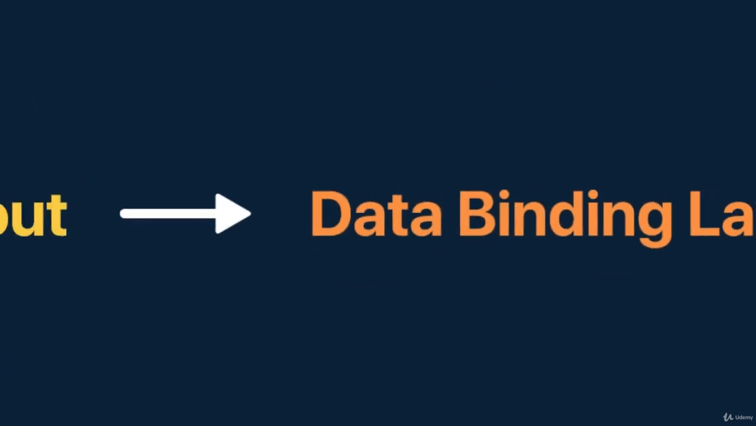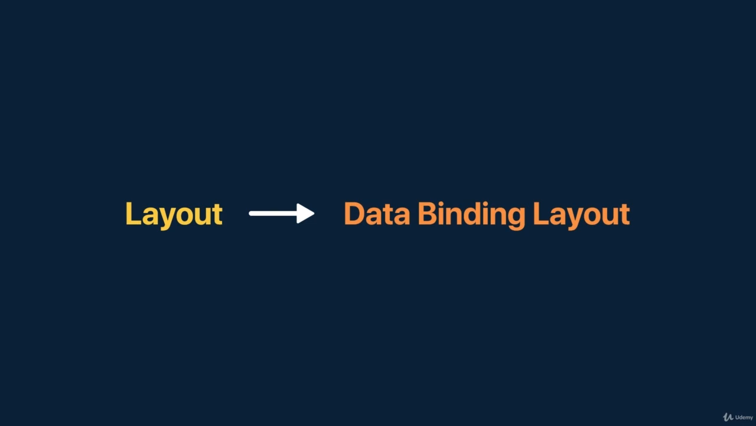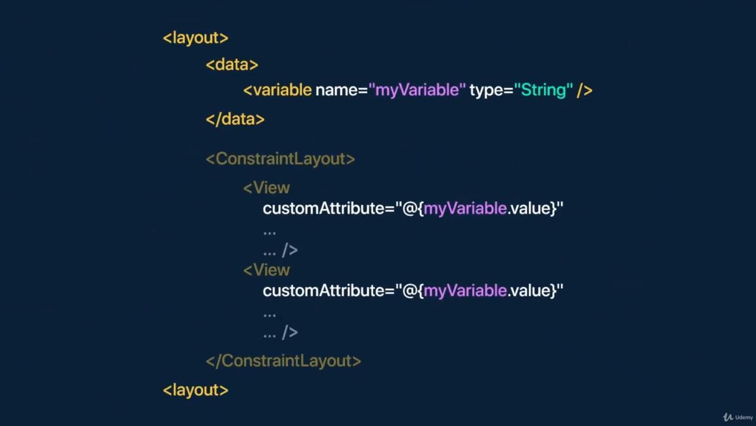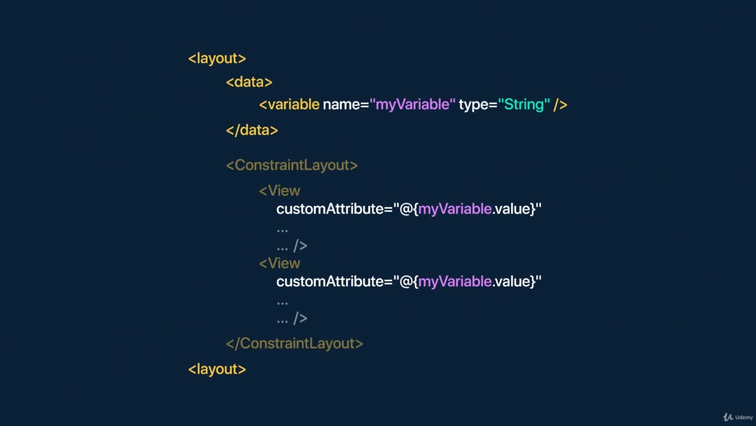So with data binding library we can convert any XML layout file to data binding layout, and when we do that, the root element on that layout file will become a layout element, and that new layout element will contain all other views inside. Plus with data binding layout we can now create different variables, and those variables can be easily used to directly set the data on our views.